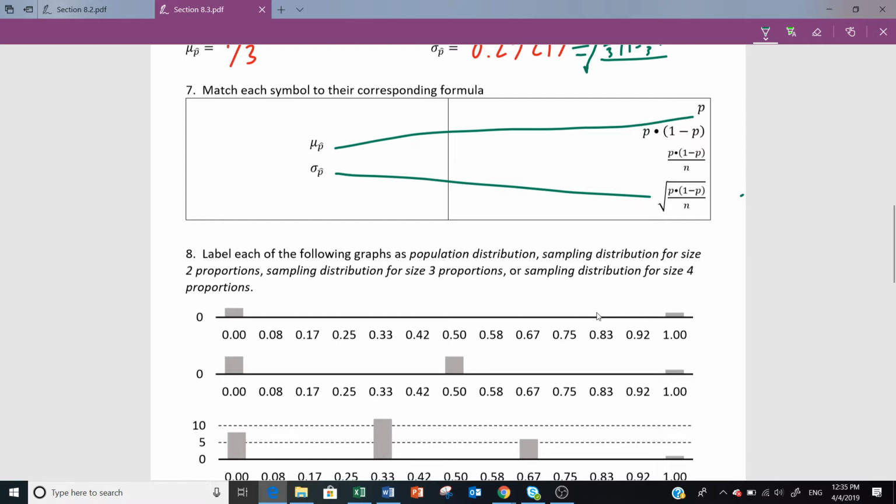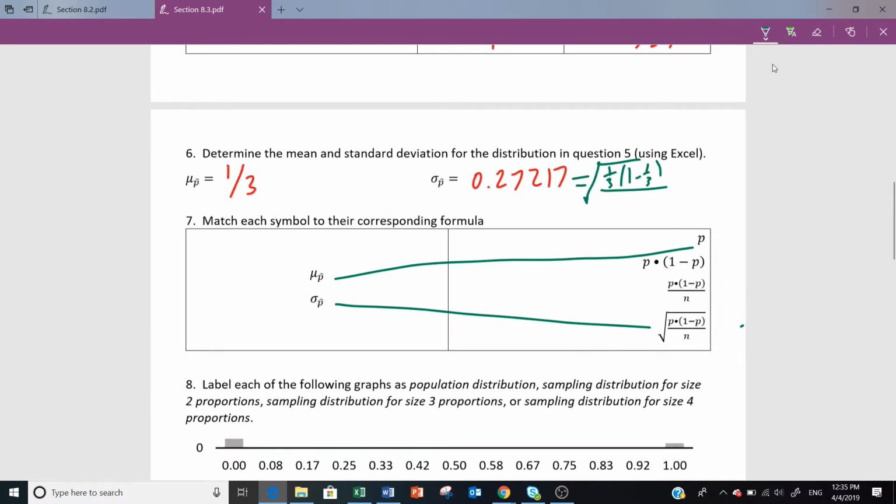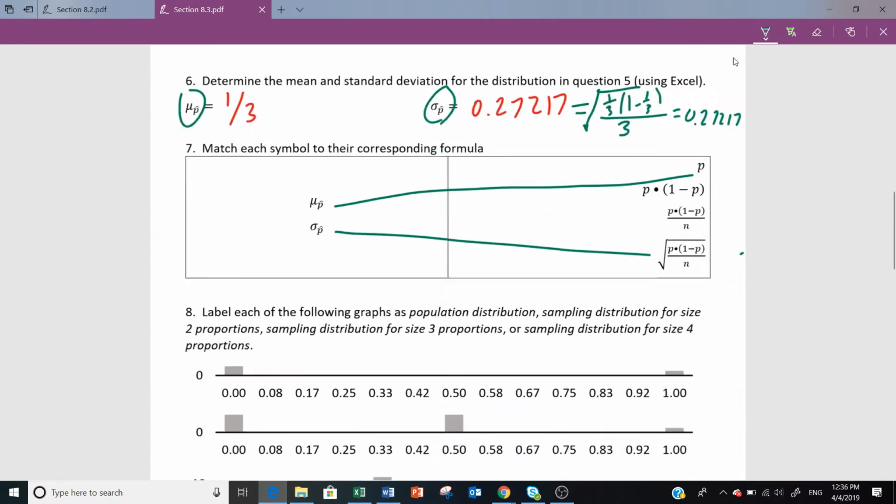Good. Okay, so if we plug in, what value goes at the bottom here? What size were each of the samples? 3. If you plug this into your calculator, you should get 0.27217. Okay, so now we have a formula for the mean and the standard deviation of the proportion, which is going to help us construct confidence intervals.